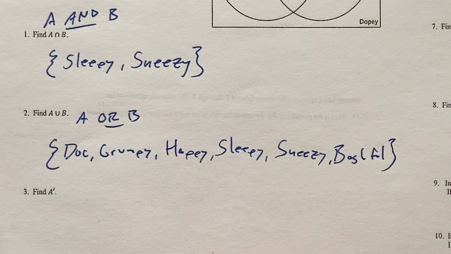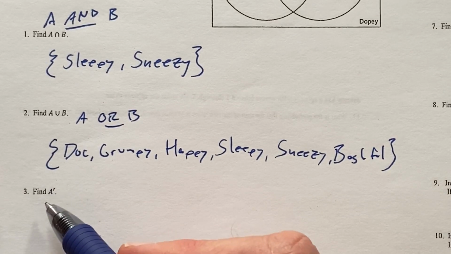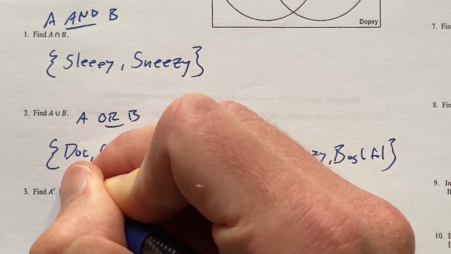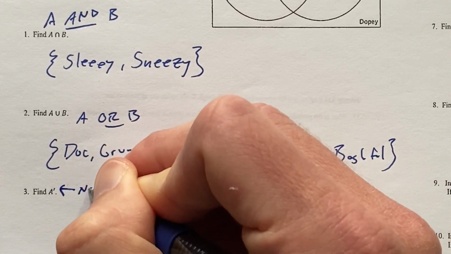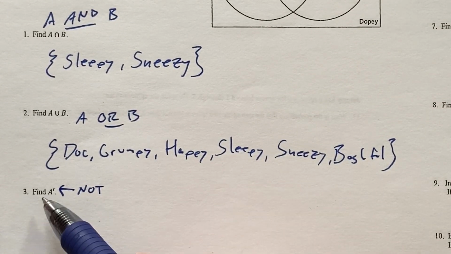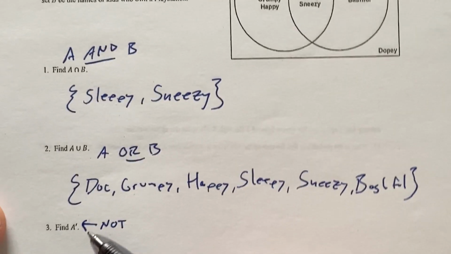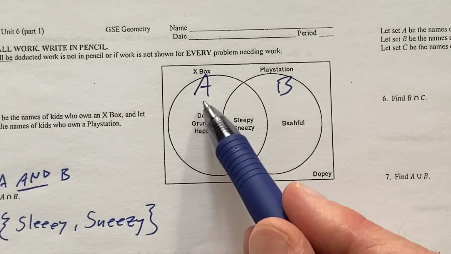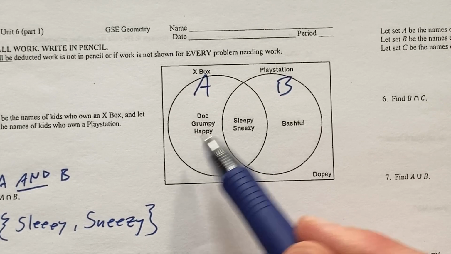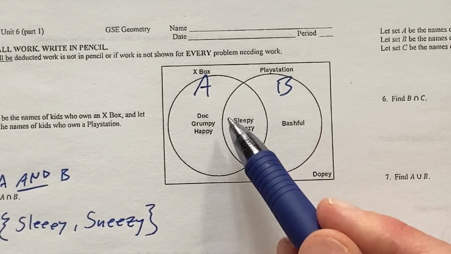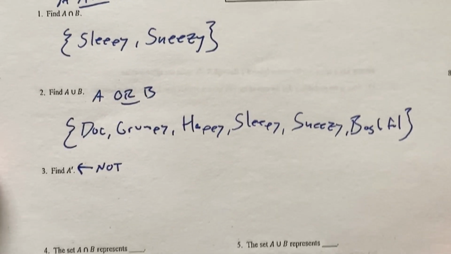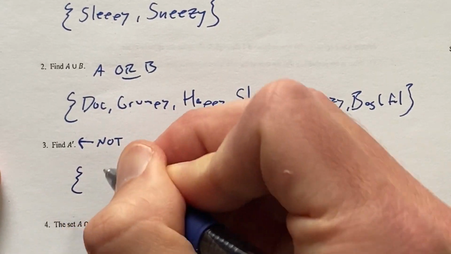Okay. Last one, this apostrophe right here is called the complement. Complement is a fancy word for not. So not in A. That means the people who don't own an Xbox. Does Doc own an Xbox? Yep. Not going to write those people. Does Sleepy own an Xbox? Yeah. Not going to write those people. So Bashful and Dopey, I think, are the only ones that don't have an Xbox here.